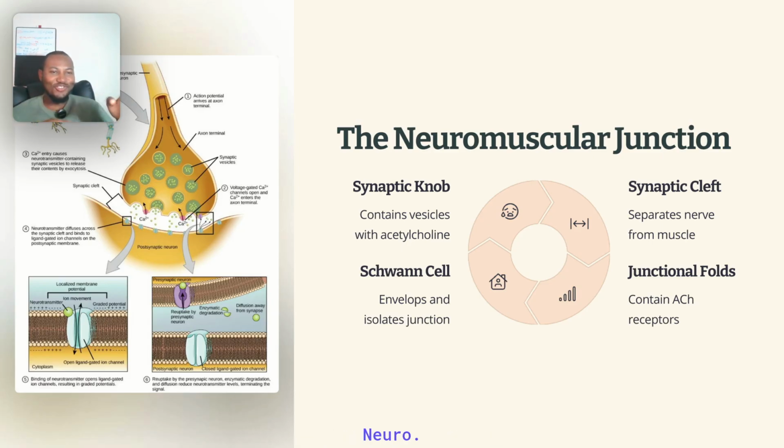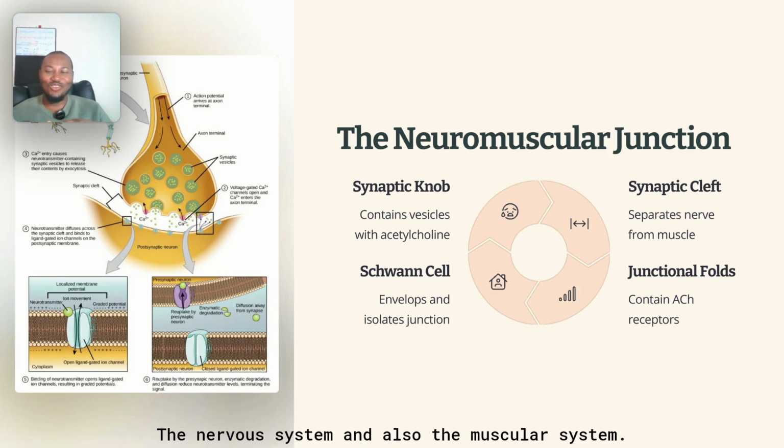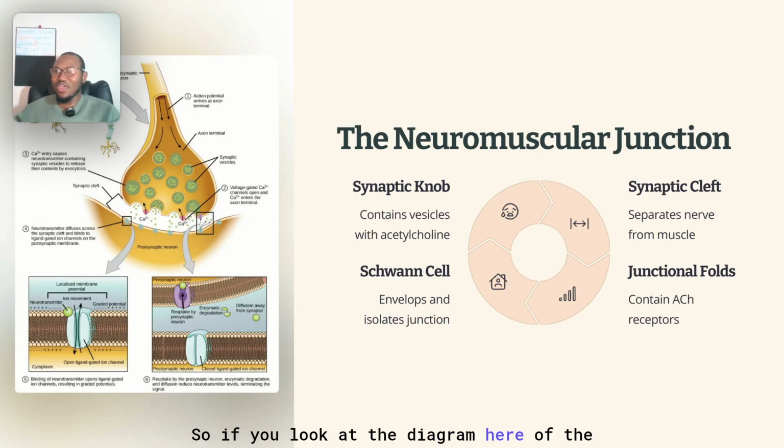Neuromuscular. Neuro, neuron. Muscular, muscle. Does it make sense? Good. The nervous system and also the muscular system. So if you look at the diagram here of the neuromuscular junction, it's very, very interesting.